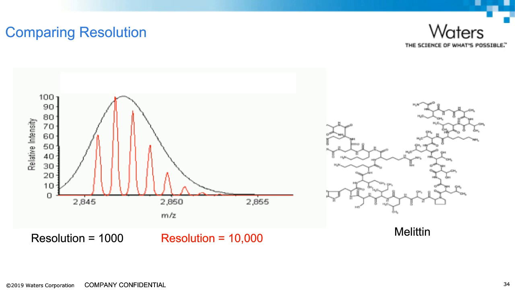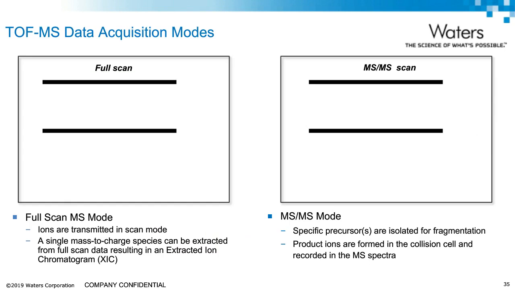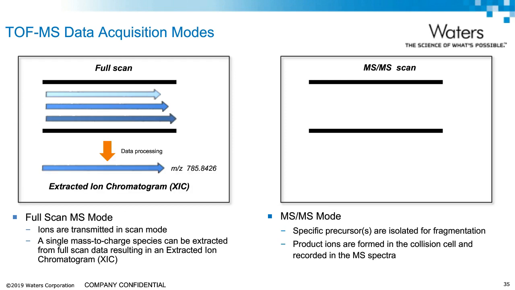The most common MS data acquisition mode for TOF is full-scan MS, where the entire mass range of interest is acquired throughout the LC experiment. From that full-scan data, masses of interest can be extracted during data analysis to form extracted ion chromatograms, or XICs for short.